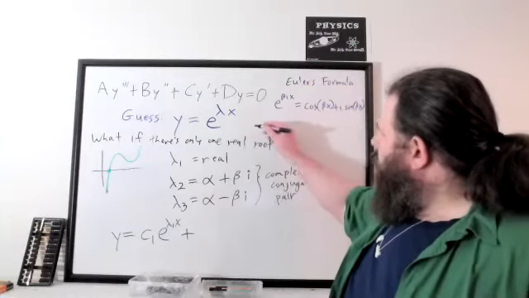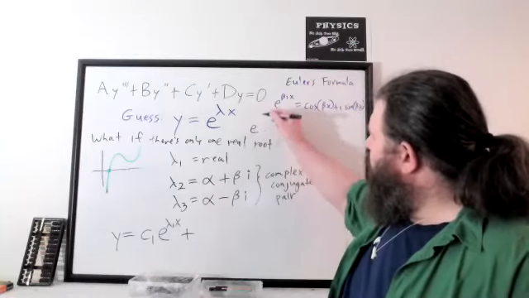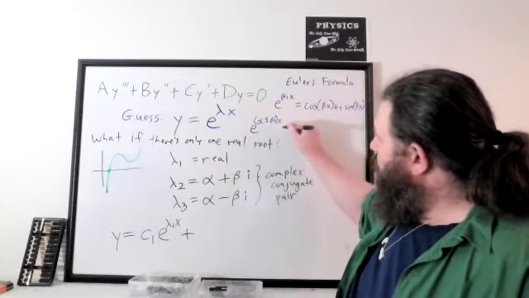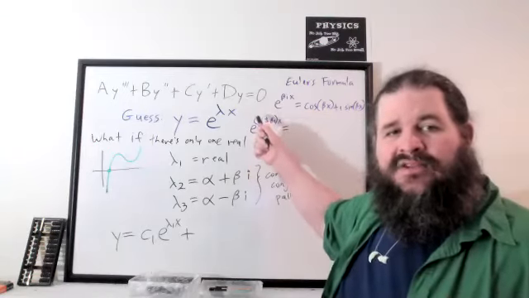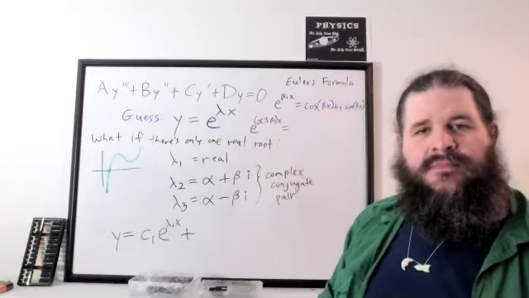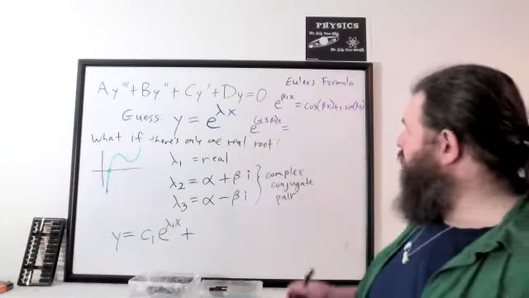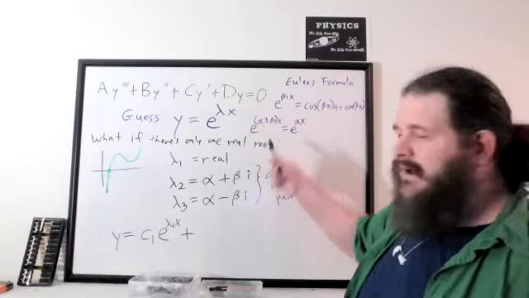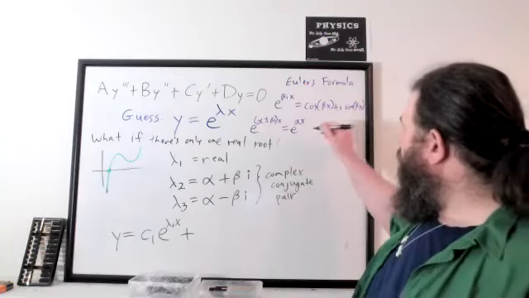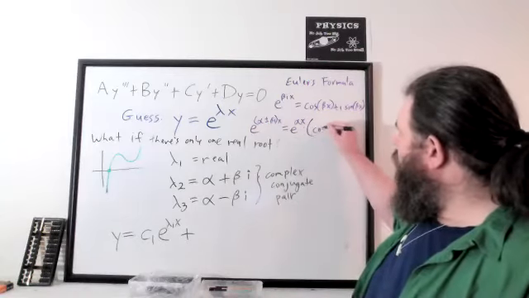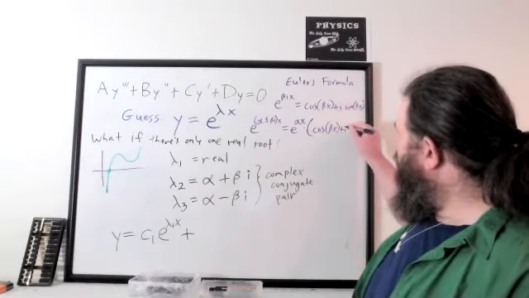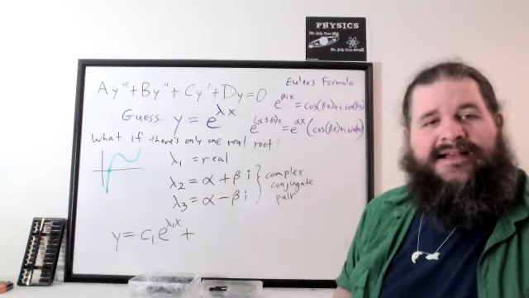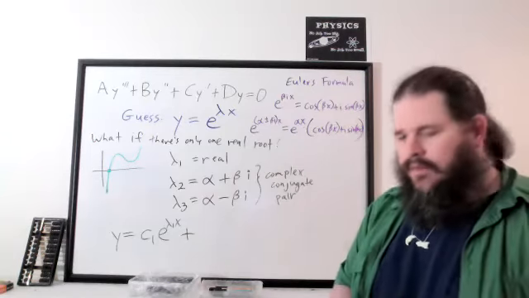If you're talking about a complex root, though, let's say e to the alpha plus or minus beta i times x, you can split that up. E to the alpha x times e to the beta i x, because you can split up exponents over multiplication like that. So you get e to the alpha x times e to the beta i x, which we know is cosine and sine. So e to the alpha x times cosine and i sine, with beta as the multiplier on x inside the sine and cosine functions. And so we can do that here.